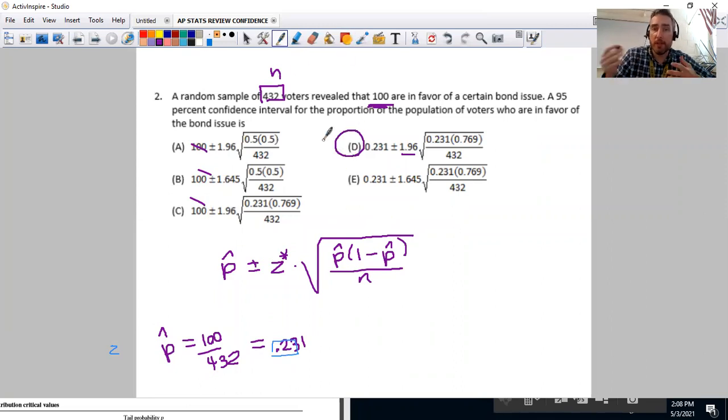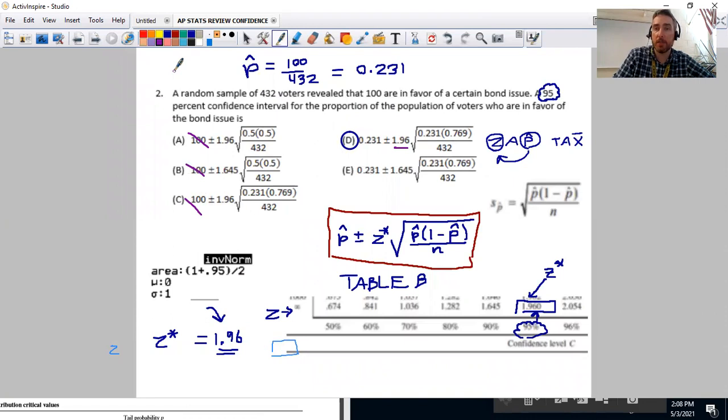One way to remember if it's Z or T is to use a little acronym I like to call ZAP TAX. So ZAP TAX, ZAP with the Z and the P, T with the X. So you can see here, this kind of laid out how you can get that 1.96 from either the table or calculator. And then of course your sample proportion is 0.231.